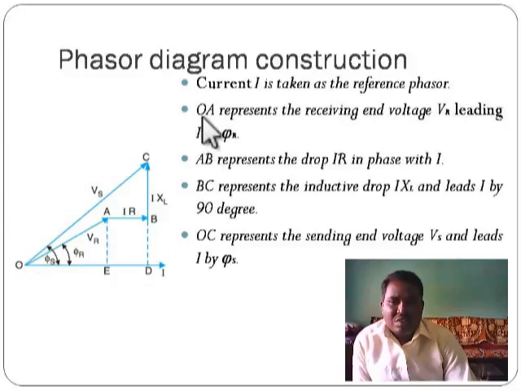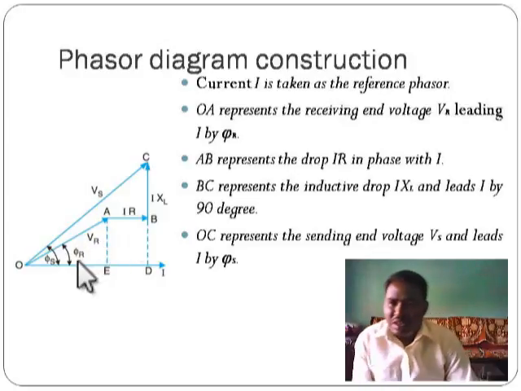The next construction is OA. The OA line represents the receiving end voltage Vr, which leads the current by an angle phi R. So the voltage at the receiving end leads the current I by the angle phi R. This is my second step. In the first step, I take my current as reference, and in the second step, OA is my receiving end voltage, leading the current by the phase angle phi R.